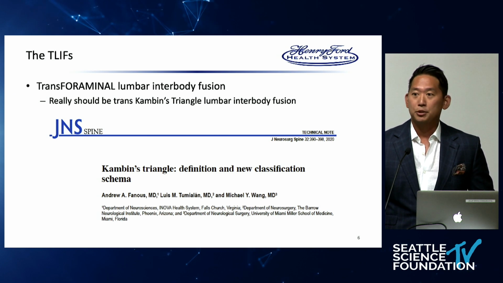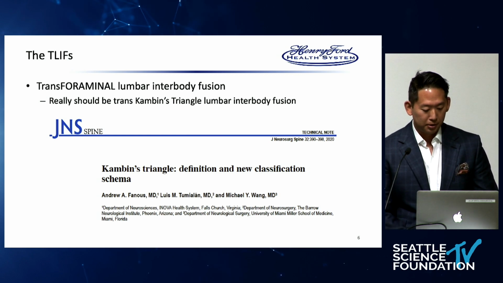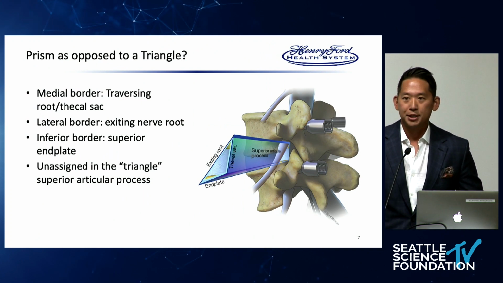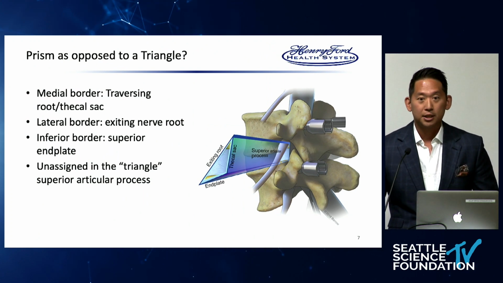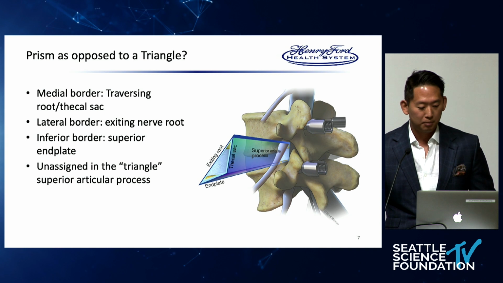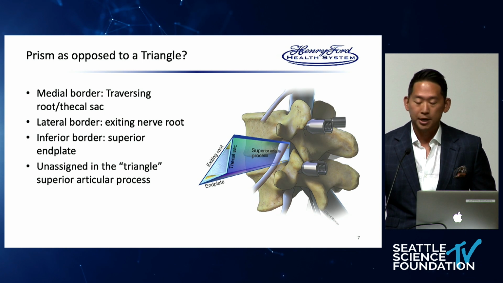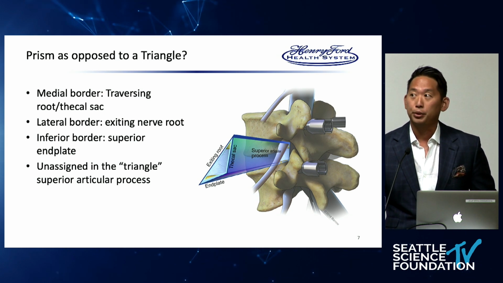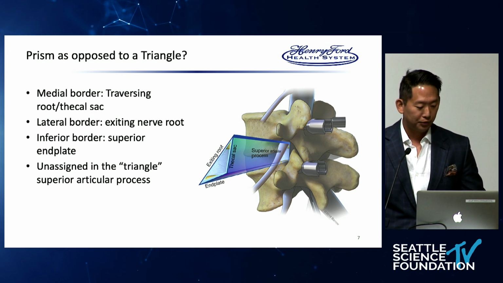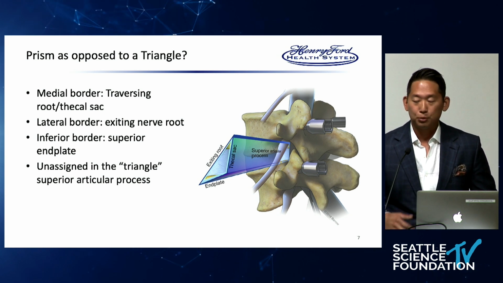So talking about Kamin's triangle. If anyone's gone to an MIS TLIF course, you hear about Kamin's triangle. The interesting thing is that the way it's described classically in minimally invasive techniques is not entirely true to Dr. Kamin's writings. Typically what we're taught is that the medial border is either the traversing nerve root or the thecal sac, the lateral border is the exiting nerve root, and the inferior border is the superior end plate. But in Kamin's original writings, he talked about the superior articular process as being the roof of the triangle. So it's not really a triangle when you have four pieces to it, but that's what he originally described.